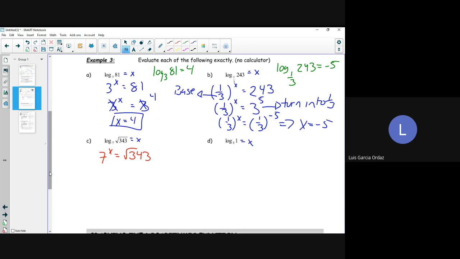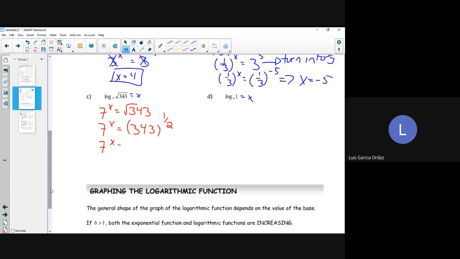But because we're working with exponents, we can just write 7 to the x is equal to 343 to the power of 1 over 2. Now what we need to do is find out if 343 can be written with an exponent with a base of 7. Is that possible? Thank you. 7 to the power of 3. So we got 7 to the x is equal to 7 to the power of 3, all to the power of 1 over 2.